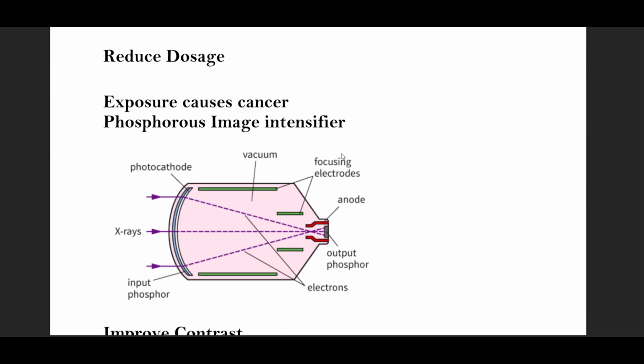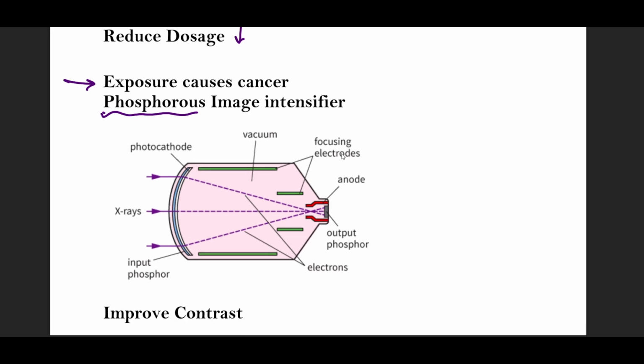Now, the first thing while we are taking the X-rays is to reduce the dosage or the overall exposure to the person, because we don't want an overexposure, because overexposure will eventually cause cancer. So what we're trying to do is reduce the exposure times, reducing the dosage times. And how do we do that? We use image intensifiers or phosphorus image intensifiers.